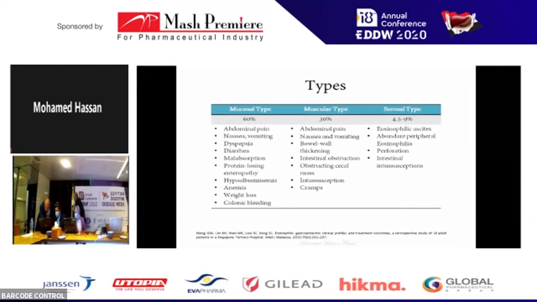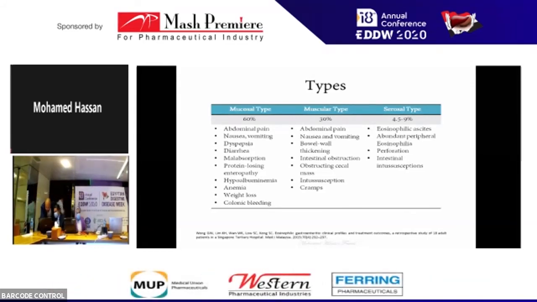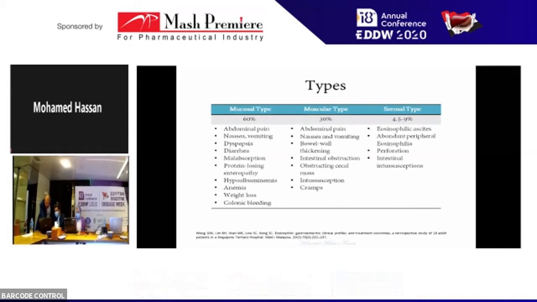The second type is the muscular type. It represents 30% of the types of eosinophilic gastroenteritis. It might present with bowel wall thickening, intestinal obstruction, or obstructing fecal mass. The third type is the serosal type, which represents 9% of the causes of eosinophilic gastroenteritis and usually presents with eosinophilic ascites.